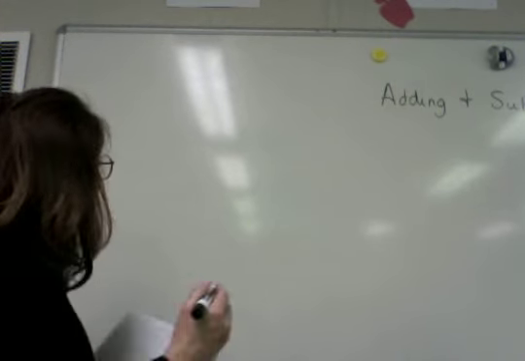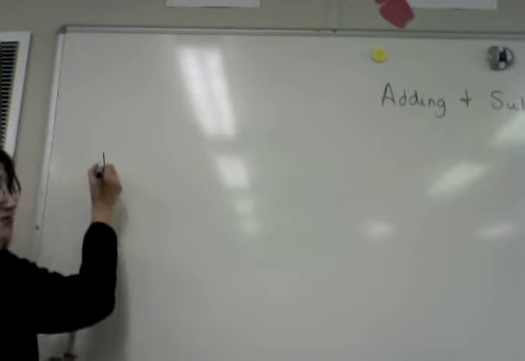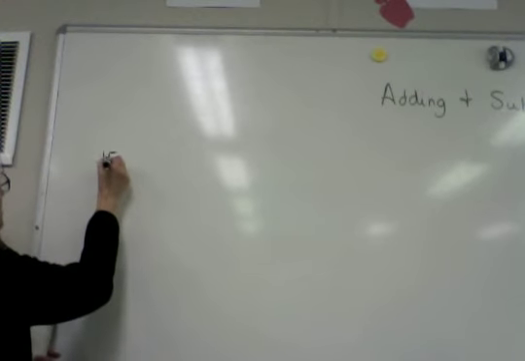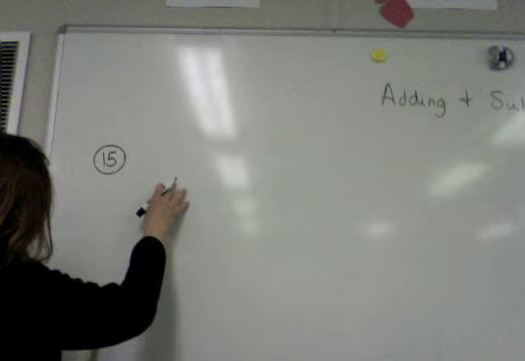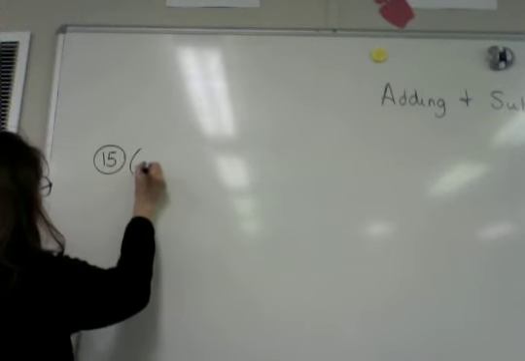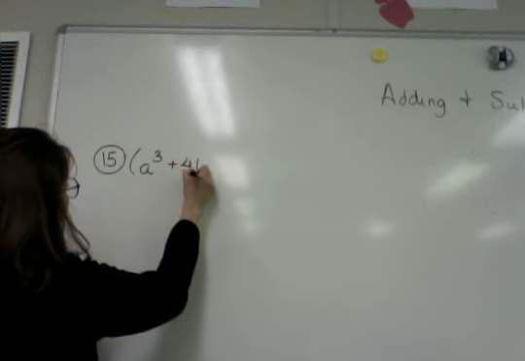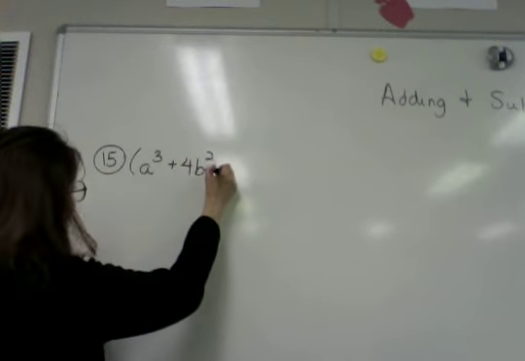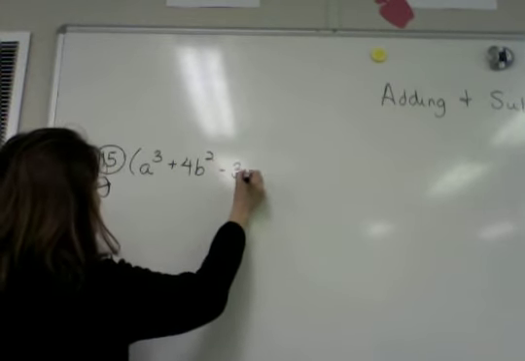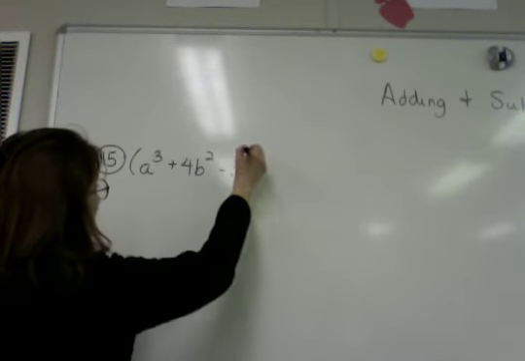But for your quiz and your test, it's going to look like what we just did. We're going to look at 15. Let me make sure I'm still on camera, or that the board is. I really don't care if I'm on there or not. So I have a cubed plus 4b squared, and I'm subtracting 3c, or I have a negative 3c.